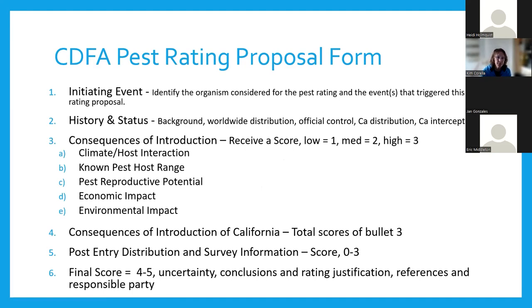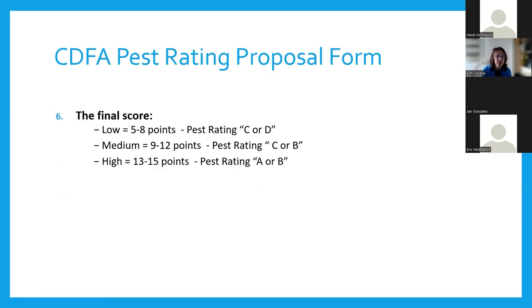And there's other things you put on, you want to talk about in the final score, the uncertainty. We're going to differentiate risk from uncertainty, then any conclusions and rating justification. Also references and responsible parties are also listed.